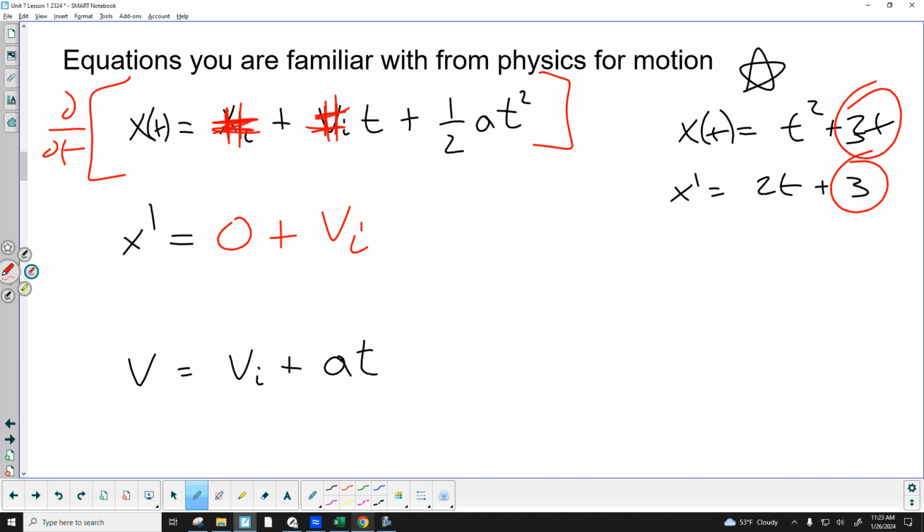Okay? I'm not trying to confuse you. This is actually not important. It's just going to show you something that's cool. a is a number. a is a constant. What is the derivative of this number times t squared? Well, the derivative of t squared is 2t. So the 2 is going to come down, cancel with the 1/2. The derivative of 1/2 a t squared is just a times t. I took the derivative of this equation, and this is my derivative.